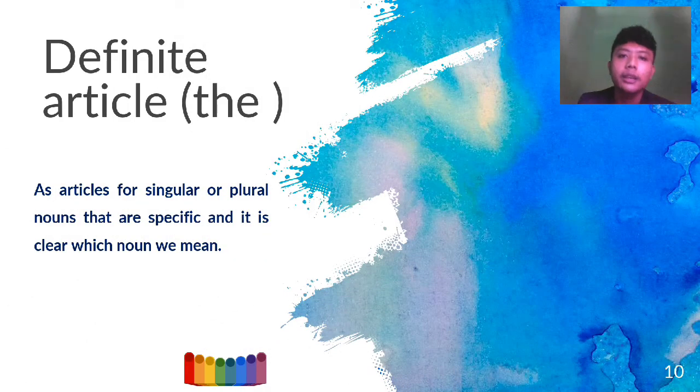Okay, now we want to talk about the definite article. The is an article for singular or plural nouns that are specific, where it is clear which noun is meant. What does specific noun mean? So, the cannot be used for general nouns. The can only be used for specific nouns.